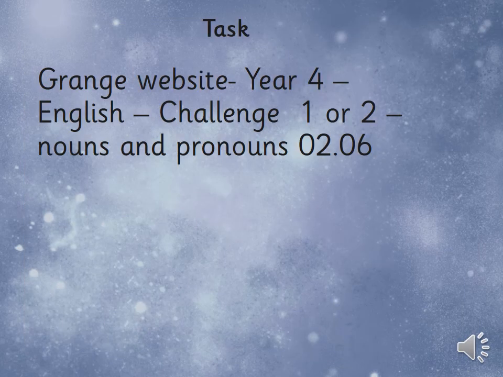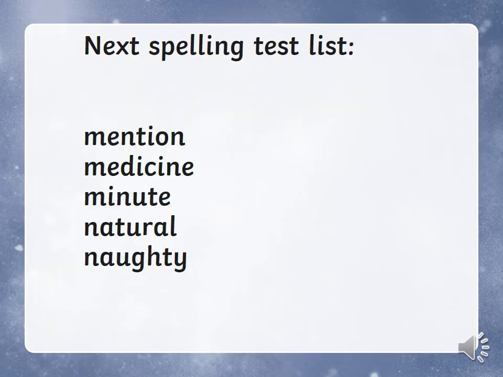Okay, so if you go on the Grange website year 4, you'll have your challenge 1 or challenge 2, whichever you decide to do, on nouns and pronouns for you to complete. Good luck with the task. And your spelling test list for the following week is mention, medicine, minute, natural, and naughty. Here is your 5 words list.